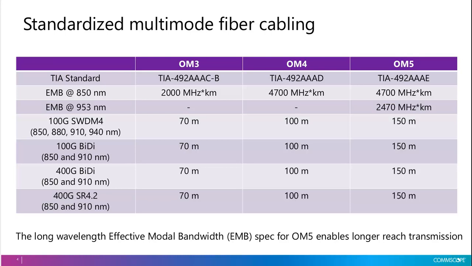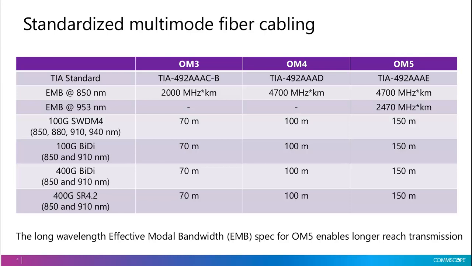In addition, OM5 has an EMB spec at 953 nanometers with a value of 2,470 megahertz kilometers. Having the two EMB specs allows OM5 to guarantee a modal bandwidth over a range of wavelengths. So if you're using applications like 100G SWDM4 that has wavelength channels at 850, 880, 910, and 940 nanometers, or if you're using 100G BiDi, 400G BiDi, or 400G SR4.2, those have wavelength channels at 850 and 910, and all of those wavelength channels fit inside that OM5 bandwidth. It's between the 850 and 953 nanometer specs.